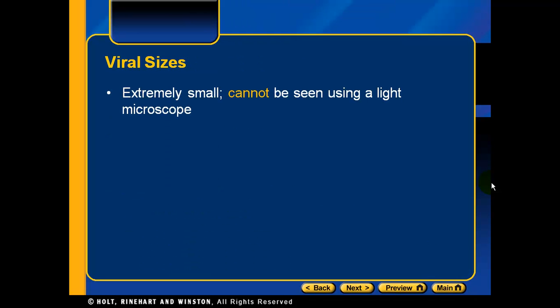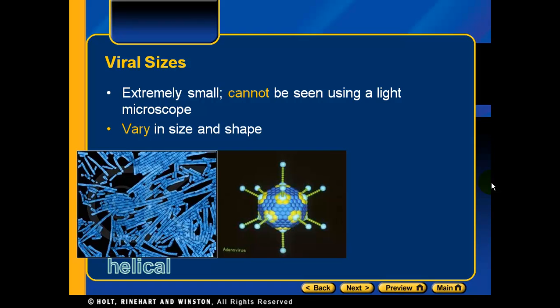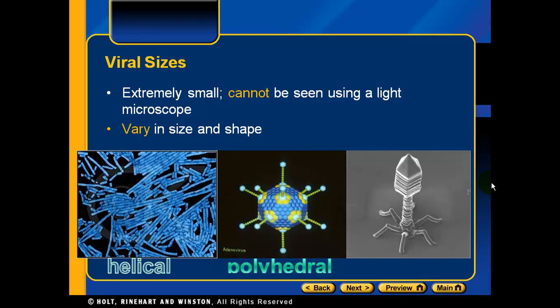Sizes of viruses. Viruses are extremely small. They cannot be seen using a light microscope, so we will not be looking at viruses under our microscopes. They vary in size and shape. For example, the TMV, those ones right there are helical. They're kind of like rod-shaped. They call those helical viruses. Then you have an animal virus, like adenovirus, which is a virus that causes the common cold. That shape is called polyhedral. And then you have the viruses that affect bacteria, bacteriophages, and that shape is called icosahedron.